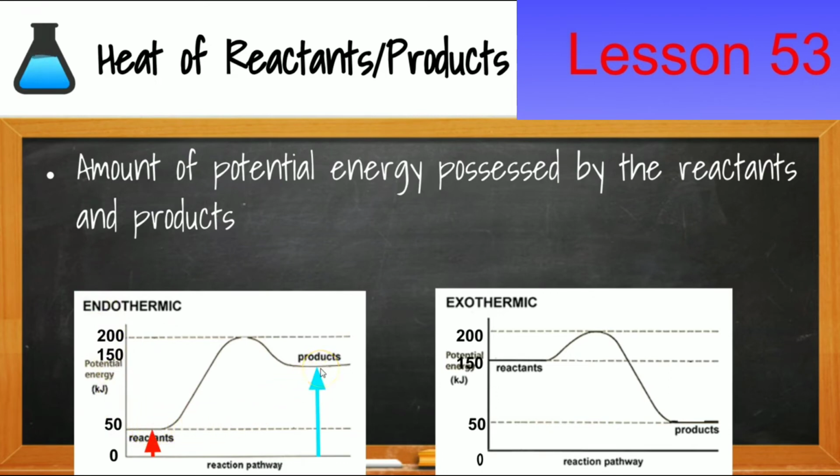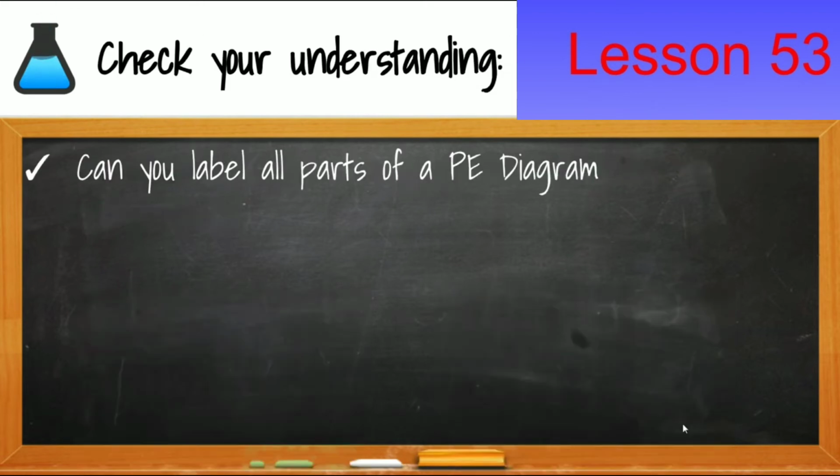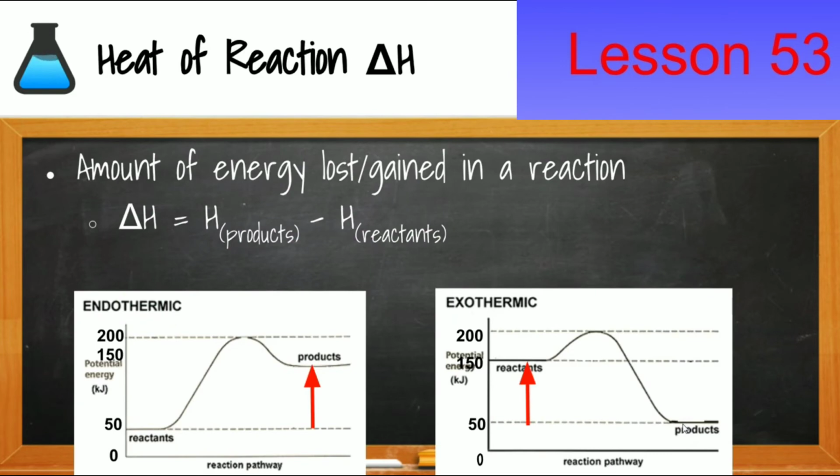Now let's consider the exothermic graph. Again, the reactants are on the left, so our reactants have a total energy of 150 kilojoules, but the products have a total energy of 50 kilojoules. So this is an exothermic process because we are losing energy. So now you should be able to identify all the parts of a potential energy diagram.